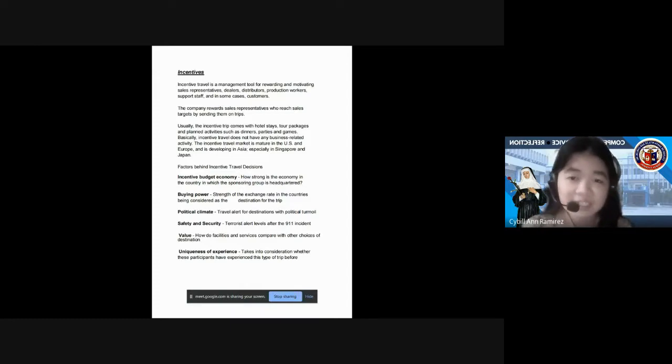So basically, incentive travel does not have any business-related activity. It's simply like a reward for a job well done. And usually, this is really quite common in the US and Europe, no? Because, again, people there are much more into quality, and they're quite frank when it comes to performance. Performance-based jud kayo ang US ug ang Europe, no? Unlike sa Asia, more on building relationships first. So if they see that you're really doing well and you are a valuable asset to the company, then of course you'll be rewarded handsomely.